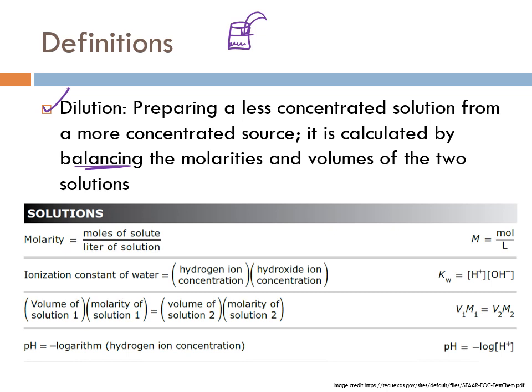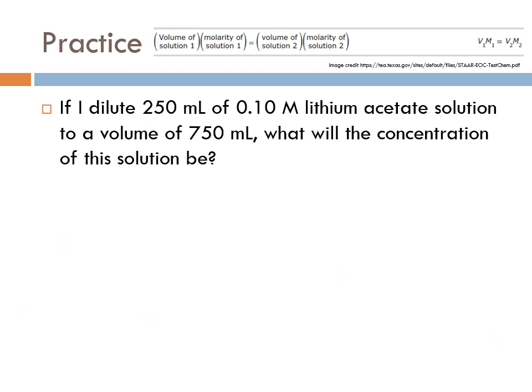We have a formula for that. So molarity formula is here. We're going to skip ionization constant of water for now. We'll talk about that when we get to acids and bases. What we're looking at now is this dilution formula. So volume of solution 1 and the molarity of solution 1 multiplied by each other will equal the volume of the second solution times the molarity of the second solution. V1M1 equals V2M2.